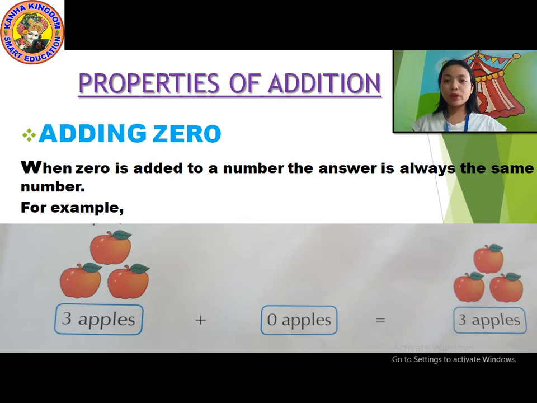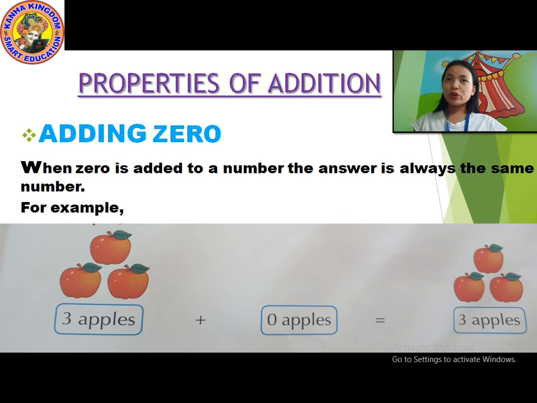Okay, this is the properties of addition. The first property is adding 0. When 0 is added to a number, the answer is always the same number or the number itself. Okay student, see, for example, 3 apples plus 0 apples is equal to 3 apples.